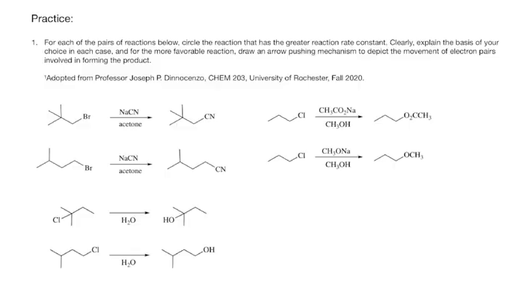As always, let's do some practice. For each of the pairs of reactions below, circle the reaction that has the greater reaction rate constant. Clearly explain the basis of your choice in each case, and for the more favorable reaction, draw an arrow pushing mechanism to depict the movement of electron pairs involved in forming the product. Feel free to pause the video and try these problems on your own first.